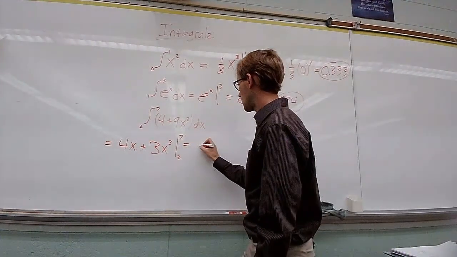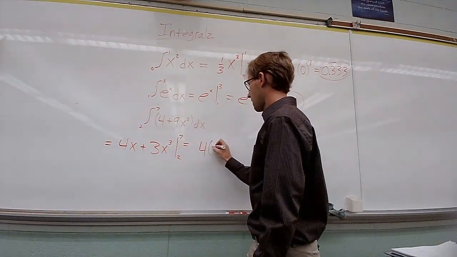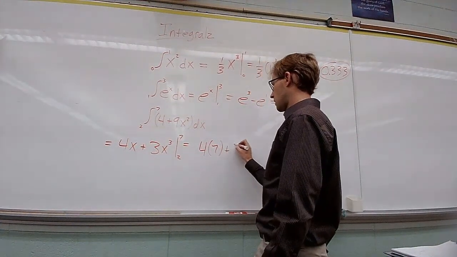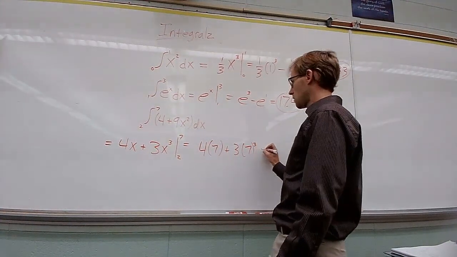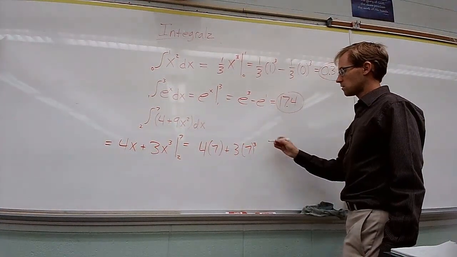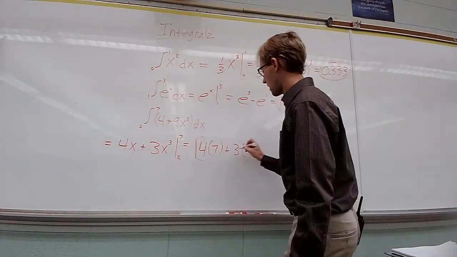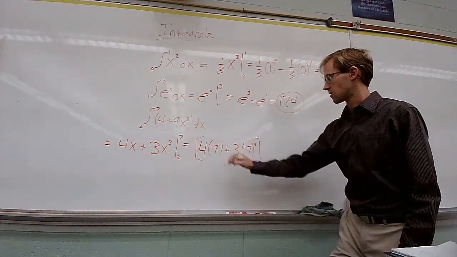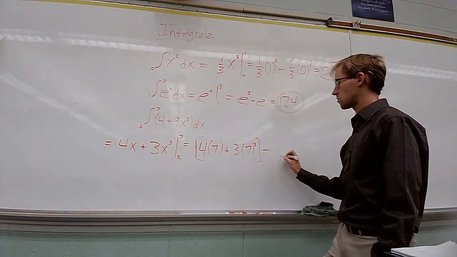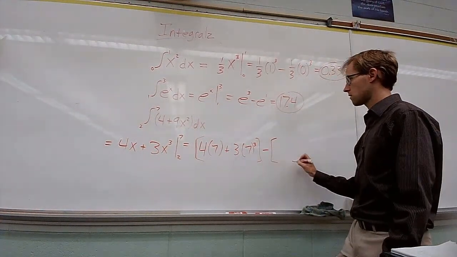So here it would be 4 times 7 plus 3 times 7 cubed. And then what I would do is I would put this in a bracket just so that I know it's separate. And then from that summation, I would subtract the other one.